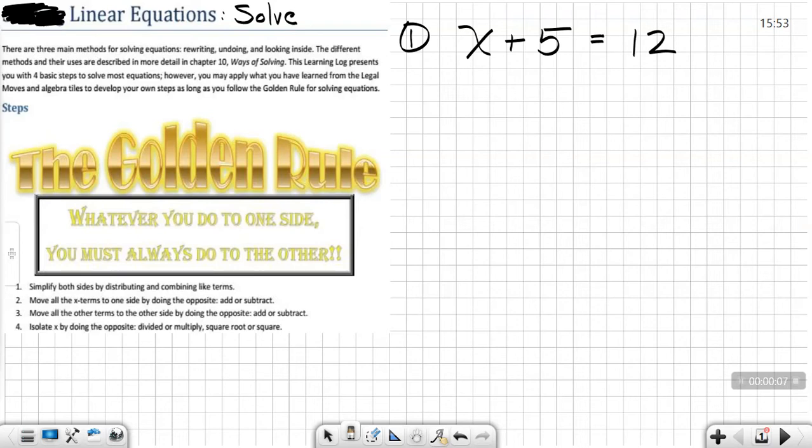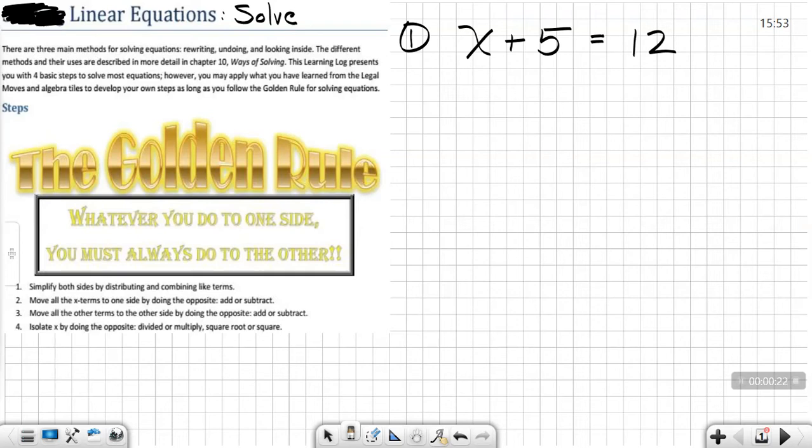You'll see this as a standard in your grade book titled Linear Equations, solve, because there's a lot of aspects to linear equations, but in this case, we're going to be looking at how to solve a single equation with a single variable. We're starting off pretty basic here with x plus 5 equals 12.